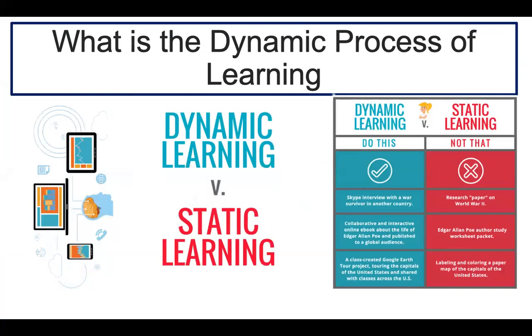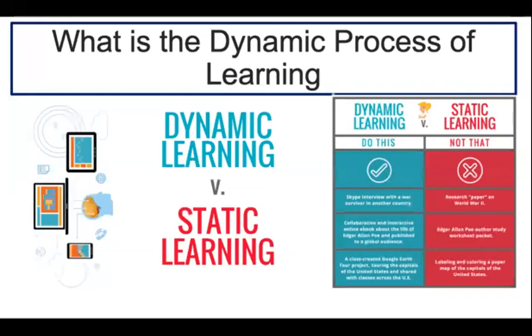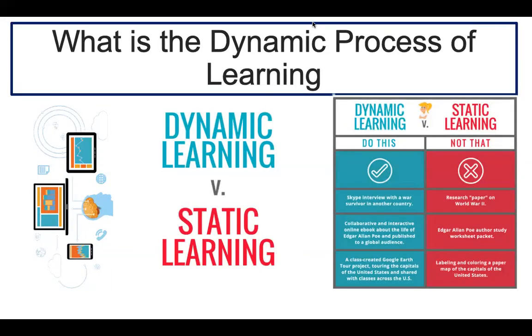I want to talk about something related to the dynamic process of learning and teaching. There are two kinds of learning: static learning and dynamic learning. Static learning is lacking in movement, action, or change, especially in a way that is not engaging, where learning happens in short bursts and is often demonstrated in one-and-done activities.